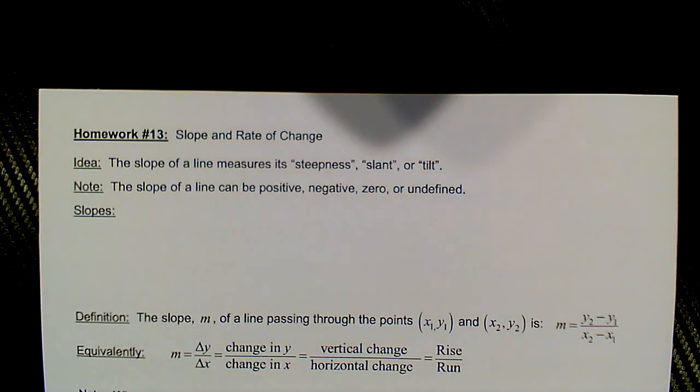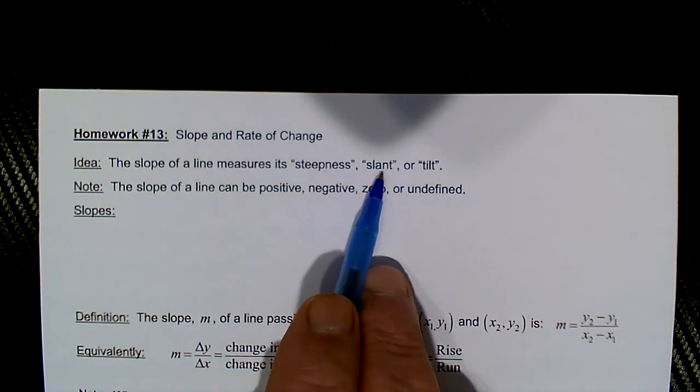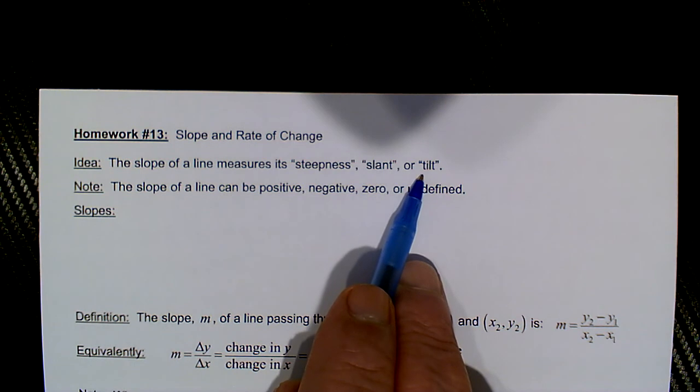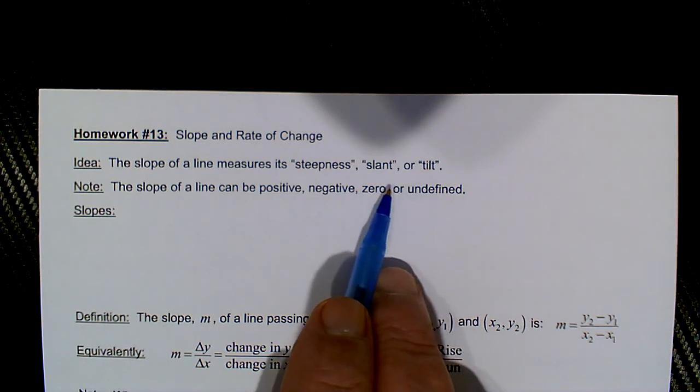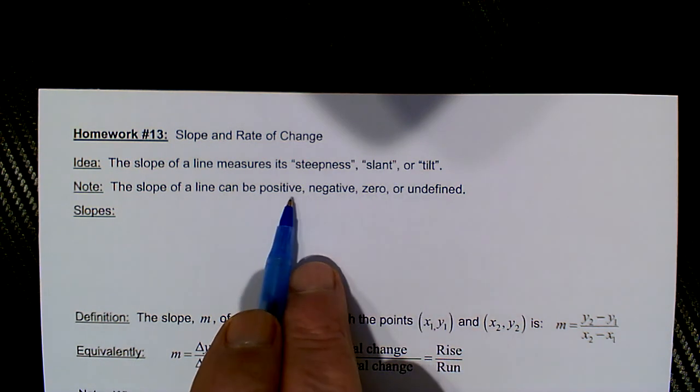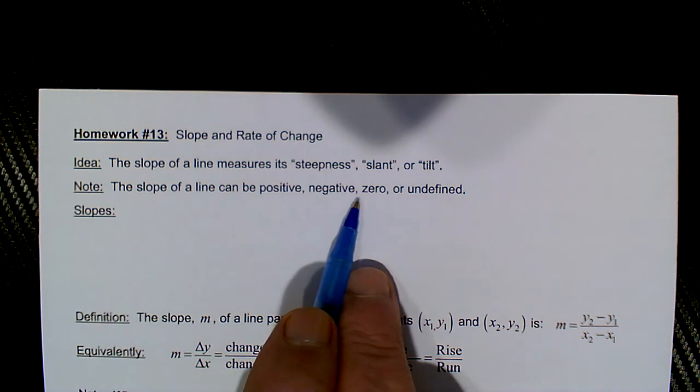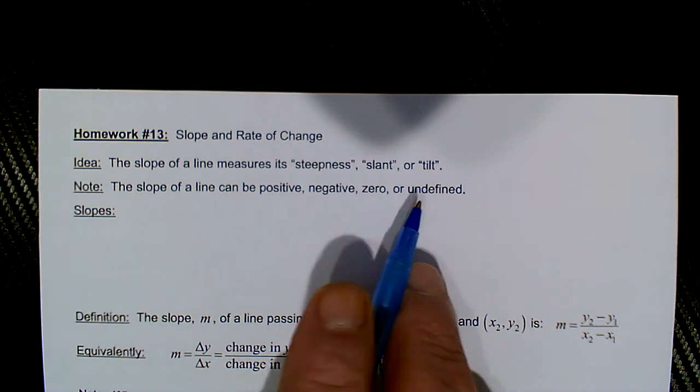Hello everyone. This is homework 13, slope and rate of change. The idea of a slope is that it measures how steep, let's say, the line is. So it measures its steepness, its slant, or its tilt. The slope of a line can be positive, negative, zero, or undefined.